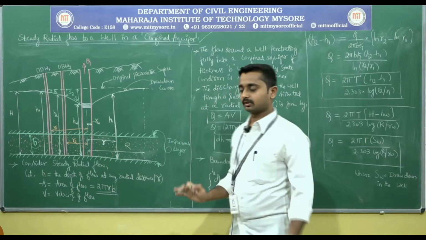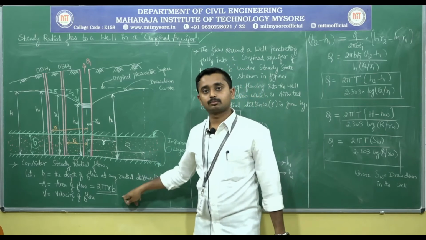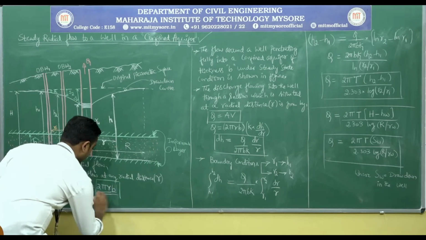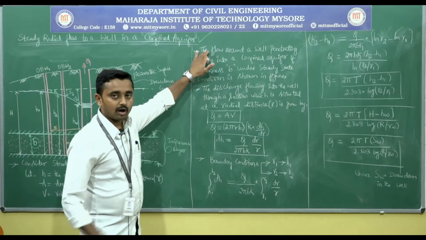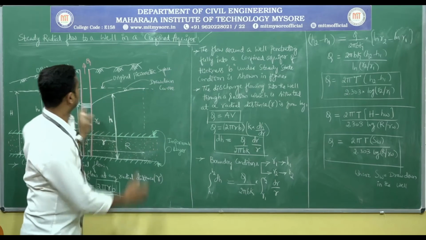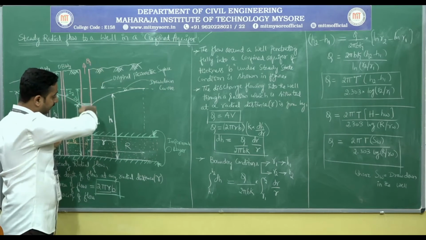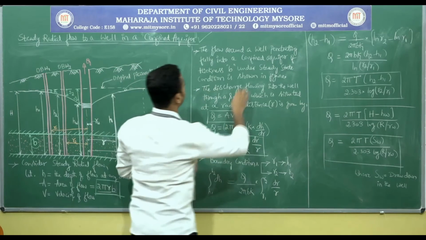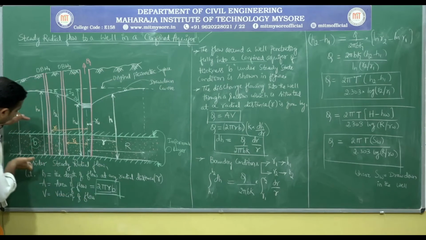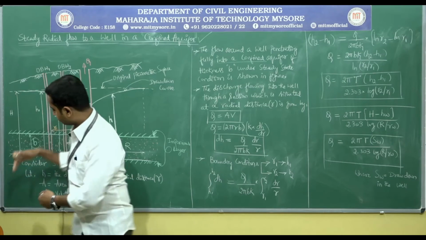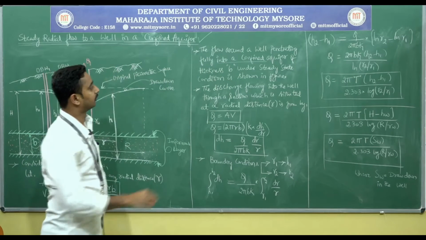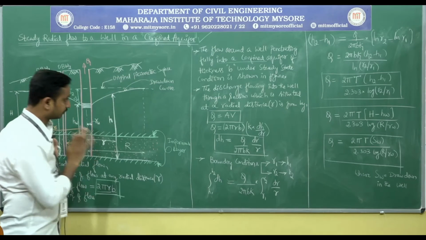V is the velocity of the flow. Very similar, only the area is different. In the previous derivation it was 2 pi r h, now it is 2 pi r b. This is the flow around a well penetrating fully into the confined aquifer of thickness B, under steady state flow as shown in the figure.